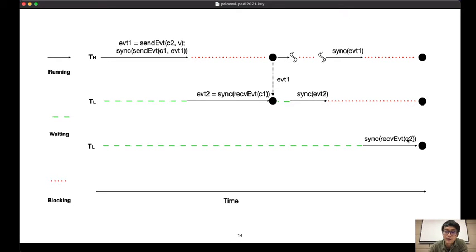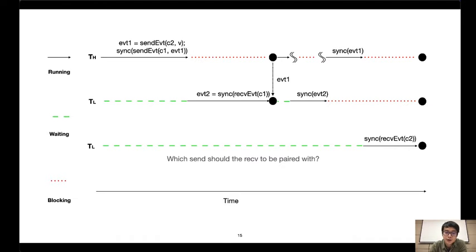The first pair is this receive from C1 here, and C2 here can be paired with the EBT1, since the EBT1 is communicating through C2. So this is the first pair, the EBT1 with this receive event. The second pair is the EBT2 with this receive event. And the question here is, which send should the receive be paired with?